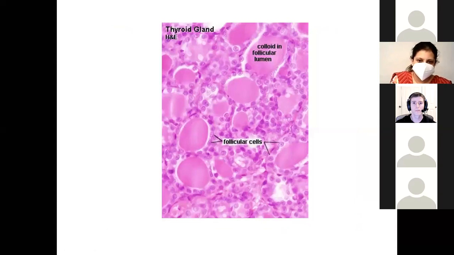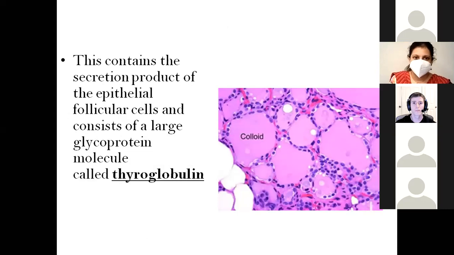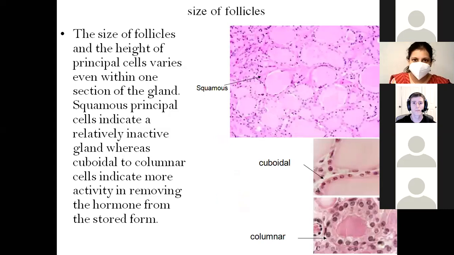Same picture showing you the follicular cells and the colloid in the follicle. The colloid basically is a homogeneously stained fluid material, and the thyroid hormones are synthesized as large precursor molecules called thyroglobulin, which is the basic component of colloid, as I mentioned previously. This contains the secretion product of epithelial follicular cells and consists of large glycoprotein molecules.